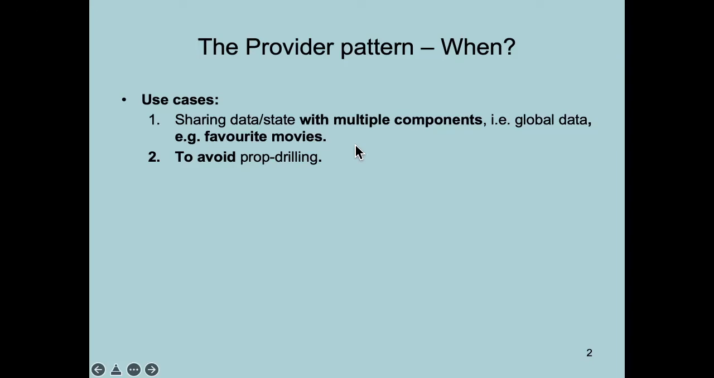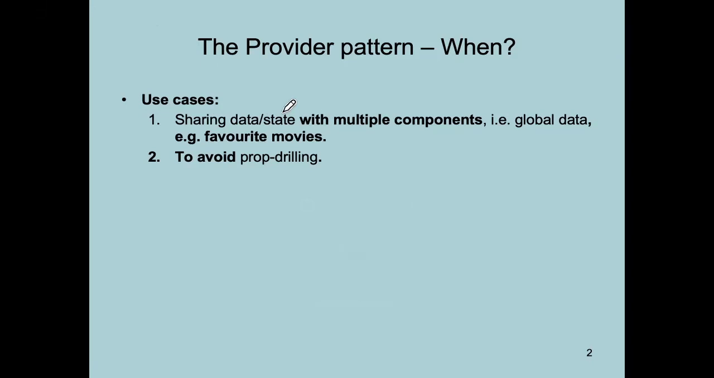The two cases where you should think about using this provider pattern: number one, where you've got some data, typically API data that's been returned by a web API, and there are a number of components in your application that need to use that data. So I'm calling it shared. There's some shared data or state within your application, and multiple components need to access it and possibly change it.